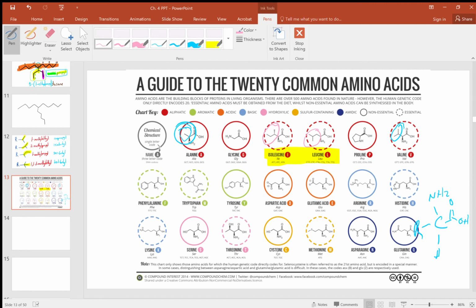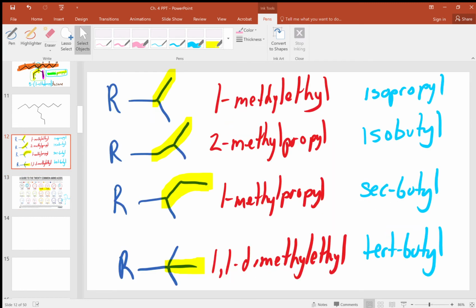Do you need to memorize all of your amino acids? Well, not in this class, but many of you are probably going to be taking biochemistry in the future. And typically in biochemistry classes, yes, you will have to memorize your amino acids.